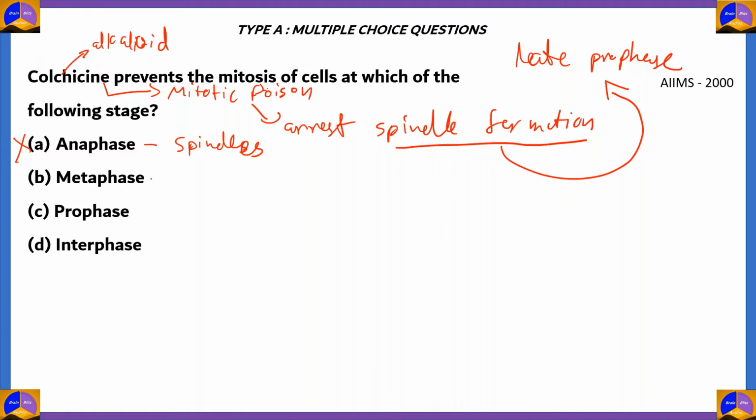Option B, metaphase. In this phase, the chromosomes are aligned at the equator using the spindles. So therefore, option B is also incorrect. Option C, prophase. Since spindle formation happens in the late prophase and colchicine prevents spindle formation, option C is the right option. If we choose option D, then it is not present in mitosis. In interphase, no mitosis occurs, but the preparation occurs. So option D is incorrect. The right answer is option C, prophase, because it is in prophase that spindle formation occurs due to microtubules, and colchicine prevents spindle formation, which leads to prevention of mitosis.